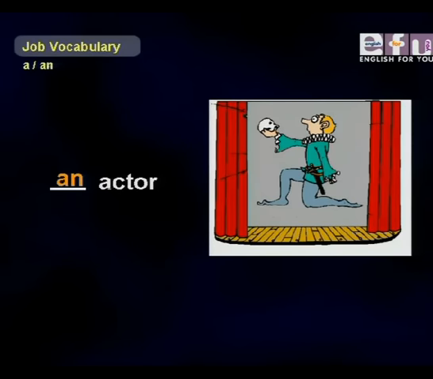Now it's time to look and listen. What do you do? I'm an architect. What does she do? She is a doctor. What does he do? He is a dentist. Read and repeat. Job vocabulary, simple present tense.